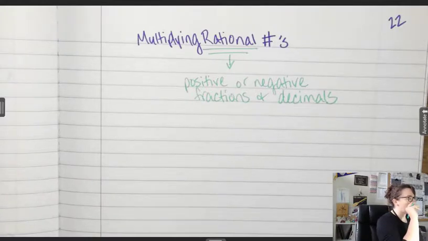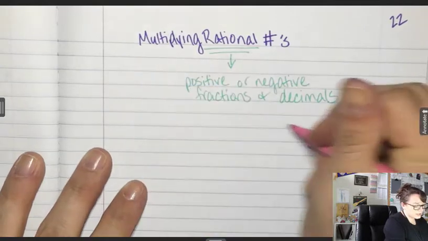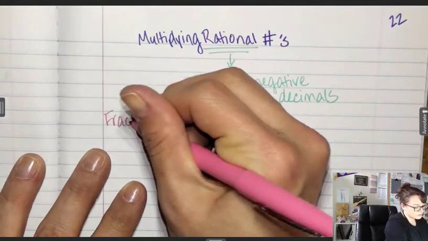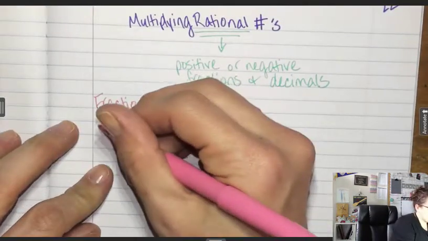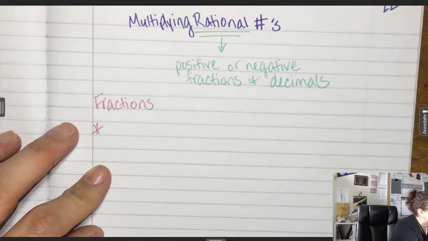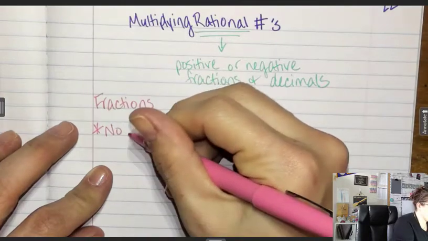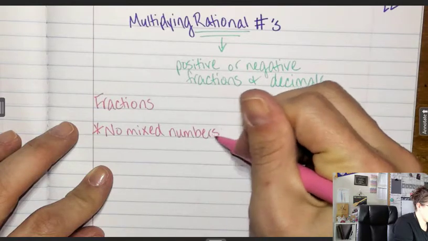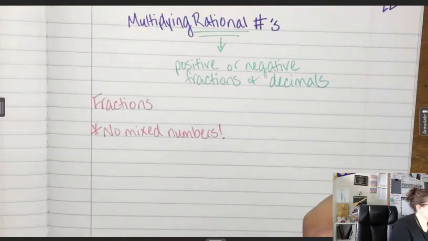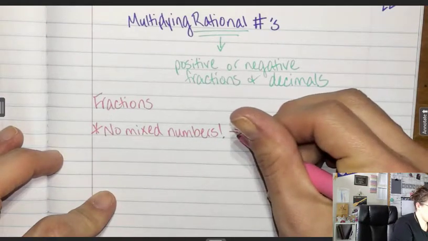In 7th grade, we add positive and negative signs to those. So I think for most of us, this is going to be pretty quick and easy. So let's look at fractions first. The most important thing is we can't work with mixed numbers. So no mixed numbers. We have to make them improper fractions.